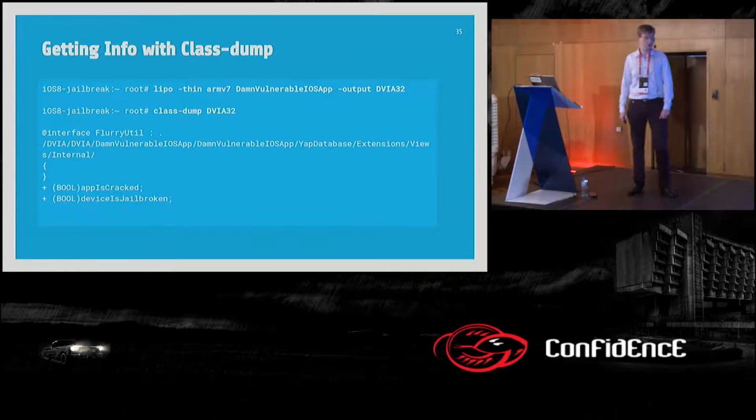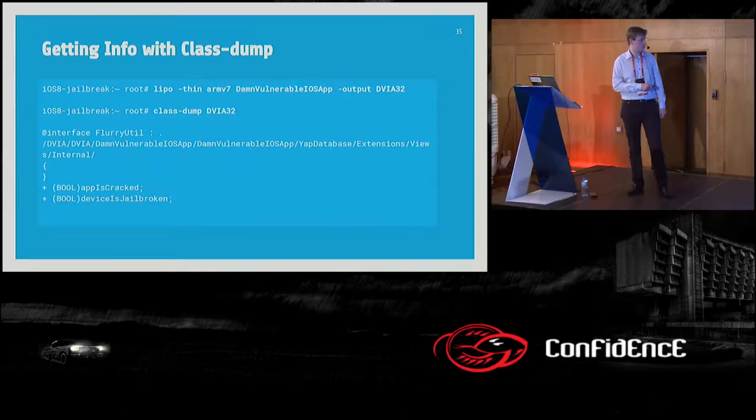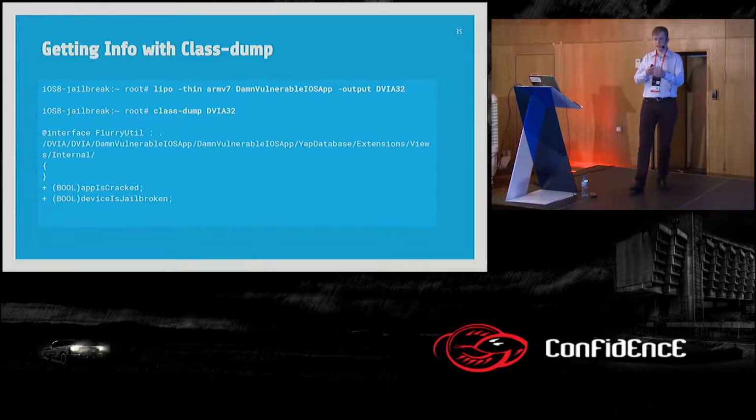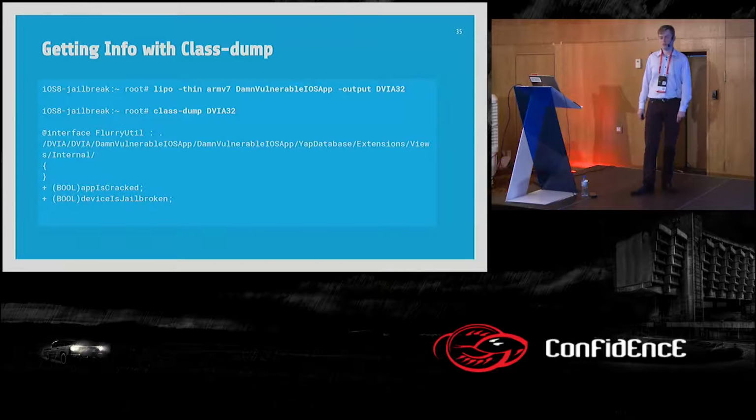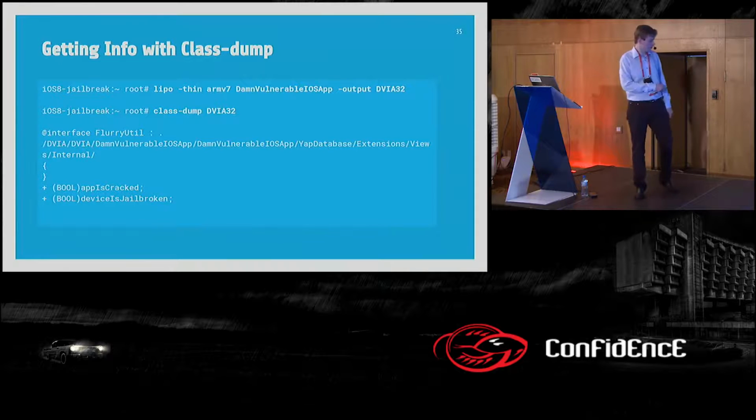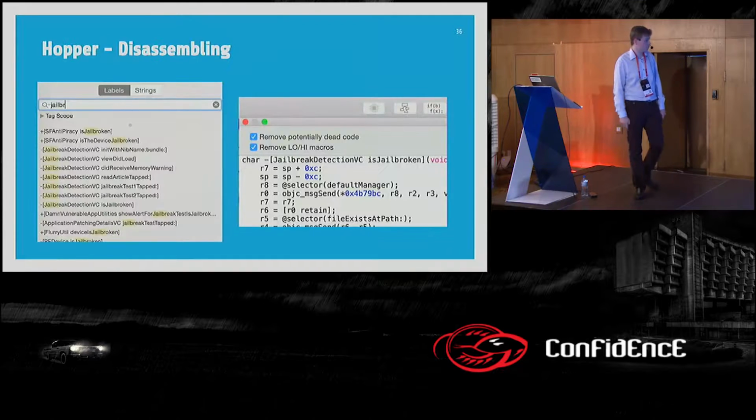First of all, we use lipo, the command to make a thin binary from the fat binary, so we want to extract only one architecture. Then we use the class-dump tool, and we usually check for strings like jailbreak, detection, root, check, things like this. Developers are pretty good at giving us hints on where to look. So we can see that it has two class methods, isAppCracked and isDeviceJailbroken. They return Boolean. Perfect.